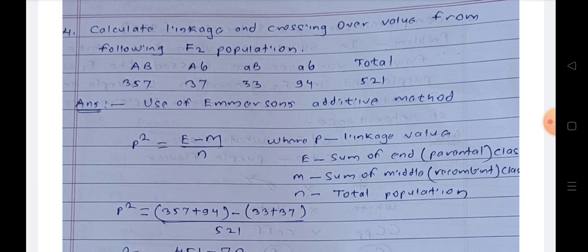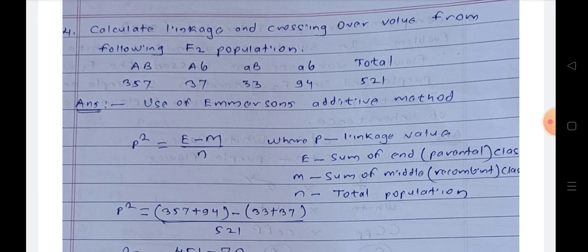So here we can use Emerson's additive method for calculation of the linkage value. The formula will be P square is equal to capital E minus capital M divided by small n, where P means linkage value, and E is the sum of the end classes or parental classes. End classes means the values of capital AB and small ab. These are the parents, so they are also called the end classes.